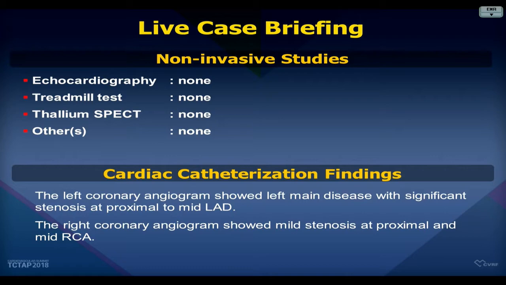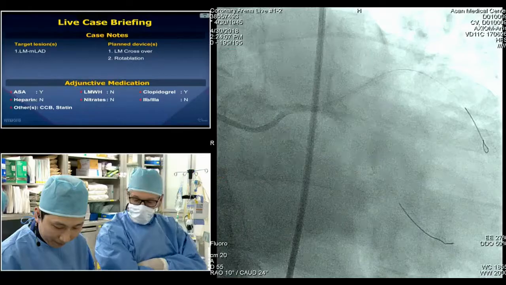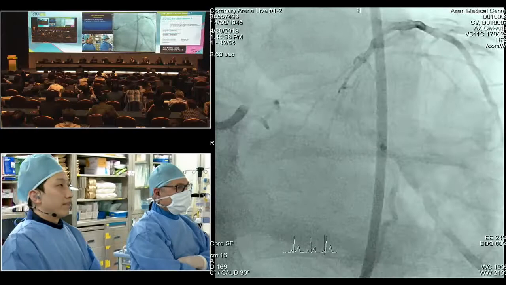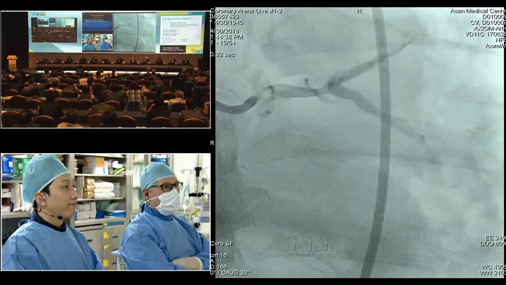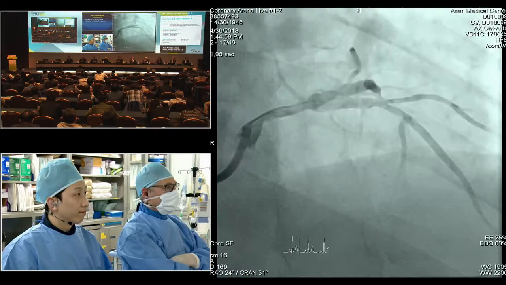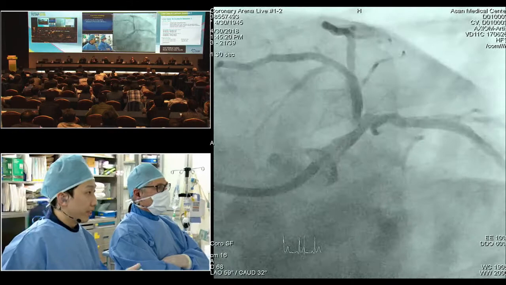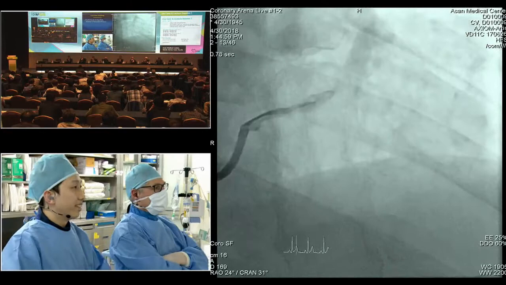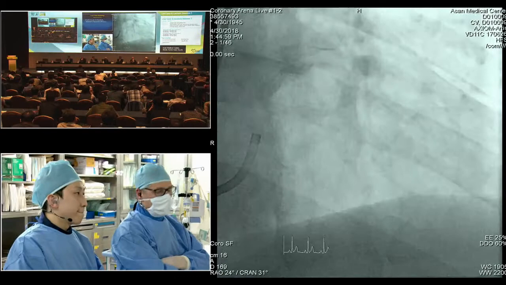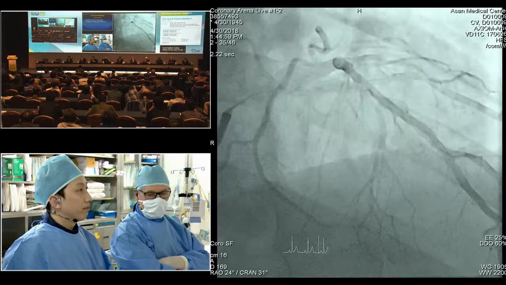So maybe we can go back to the first images. This is a lesion of the left main. As you can see, it's a 1-0-0 or 1.50 lesion. This is the epicranial view, and this is the spider view. In this cranial view, you can see the bifurcation between LAD and diagonal, which is also significant. The diagonal branch is not so big, around 2.25 millimeter.